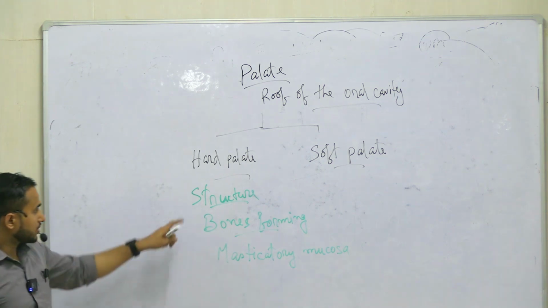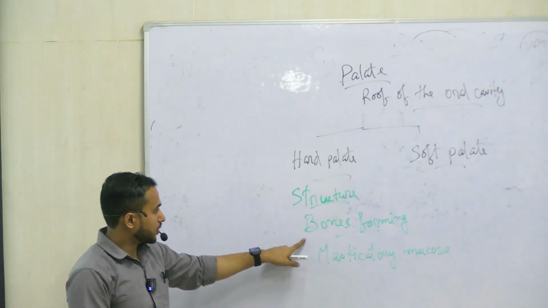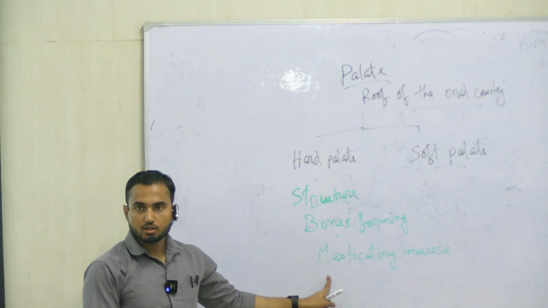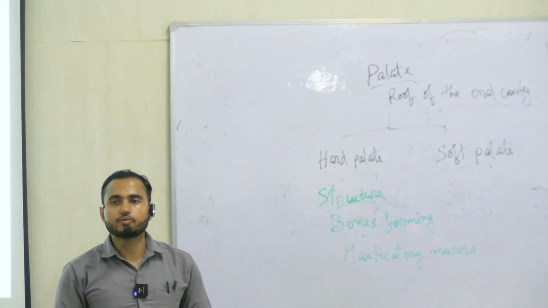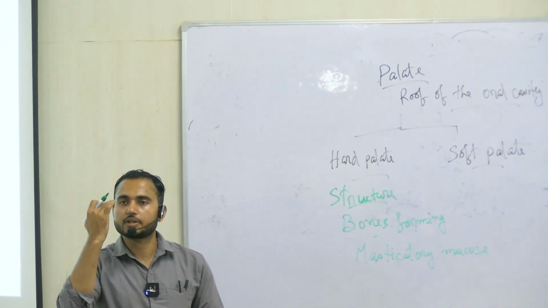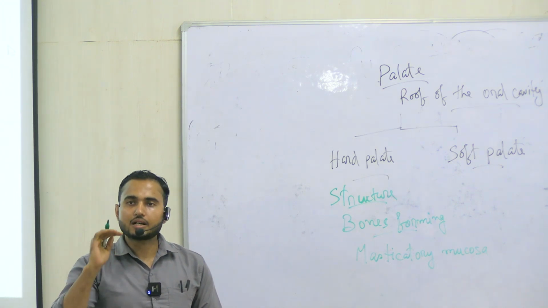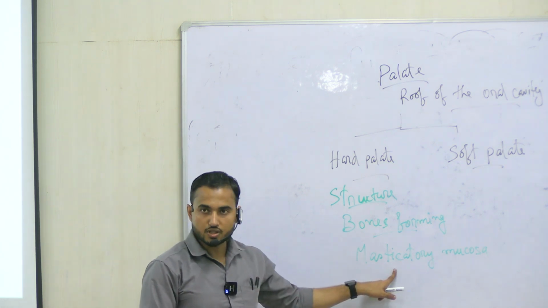So first of all, we have seen the structure of the hard palate. Then the bones forming the hard palate. Then the masticatory mucosa. That means if you see the roof of the oral cavity, the hard palate is covered by a mucous membrane. That is called masticatory mucosa.